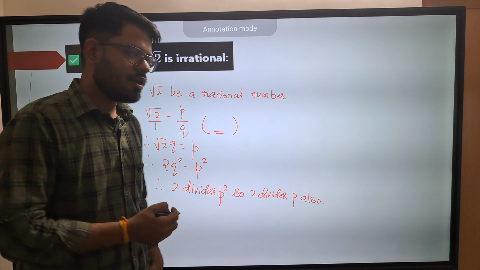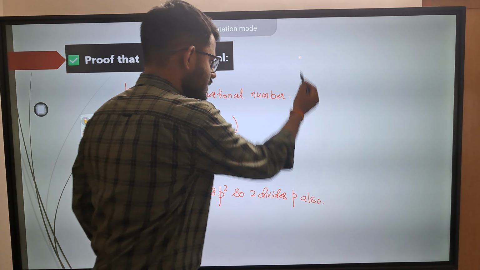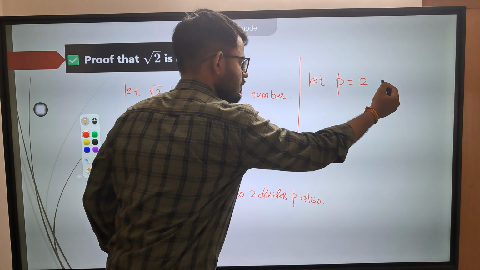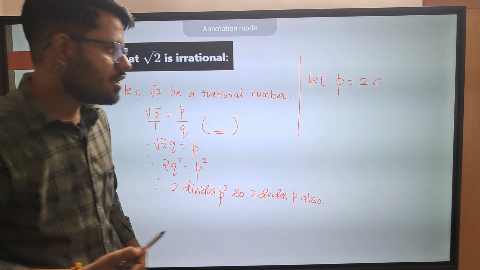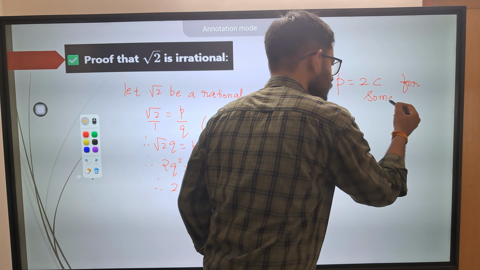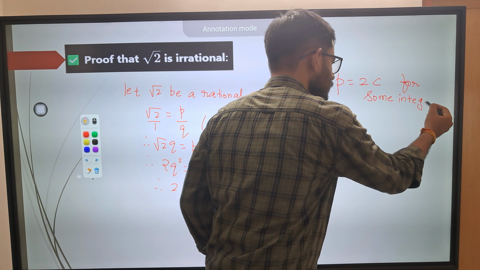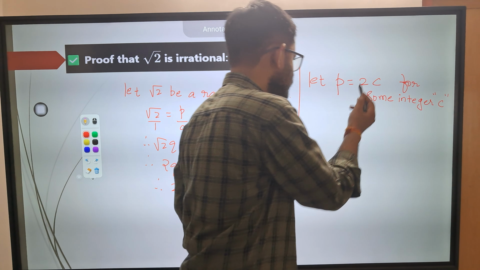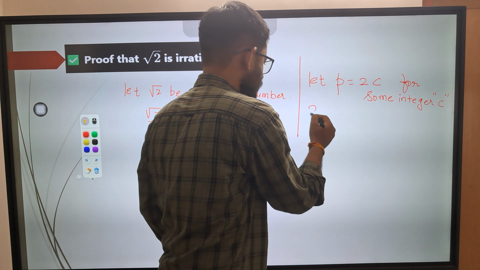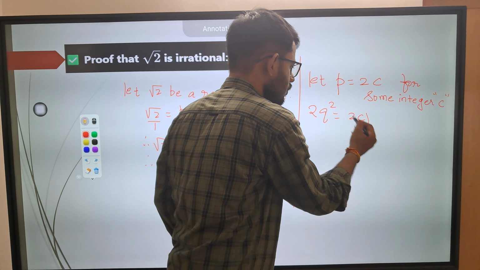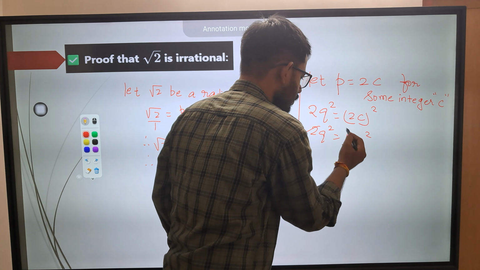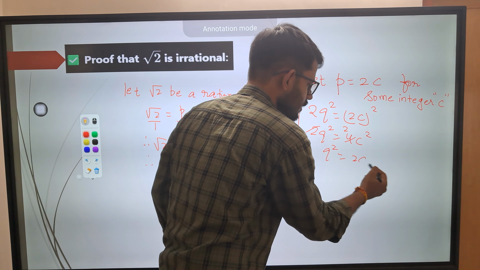Now if 2 divides p, it means we can say what is p? P is 2c, where c is some integer. Let me write for some integer c. Now substitute the value of p is equal to 2c in this equation. That is 2q square is equal to 2c whole square. Now simplifying, we will get what? 2q square is equal to 4c square.